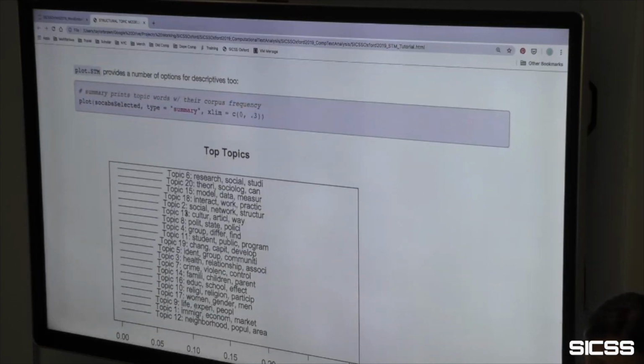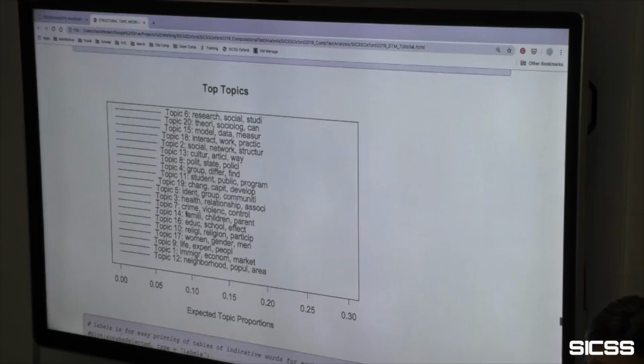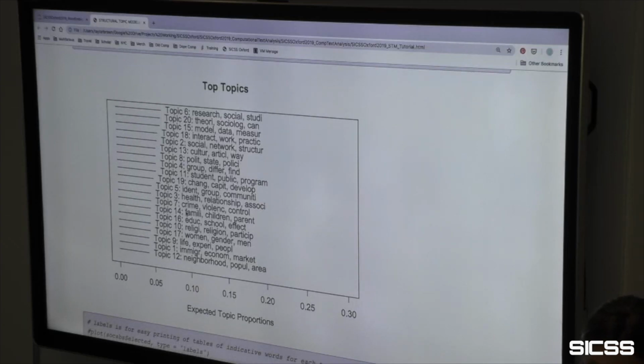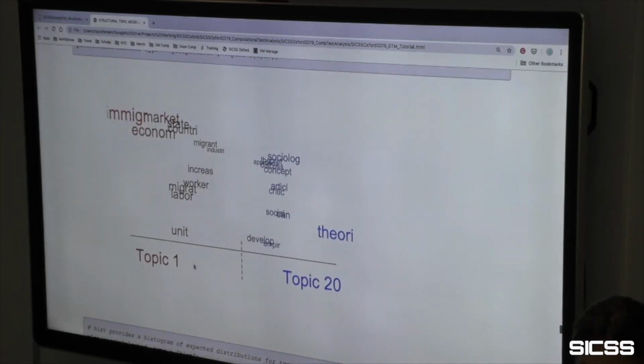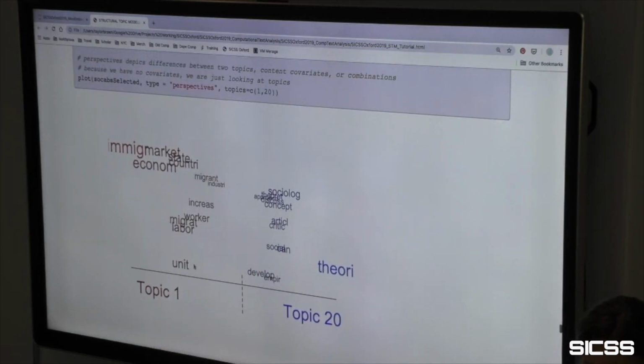This is just the probability or the prevalence of different topics throughout your documents. What is the expected topic proportions? And here you're comparing the word probabilities across 2 topics, topic 1 and topic 20. Topic 1, sorry, it's cut off, is about immigrant market and labor force. As we were saying earlier, the font size makes it bigger because it has a higher probability, and it's further over to that side of the spectrum because it's more associated with that topic.